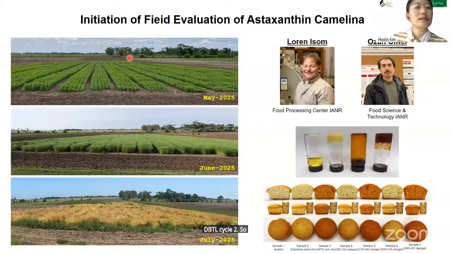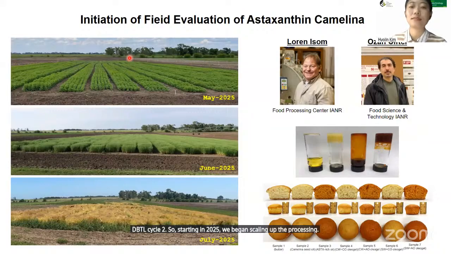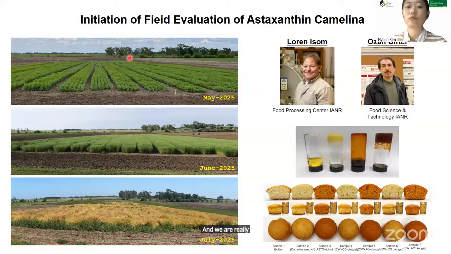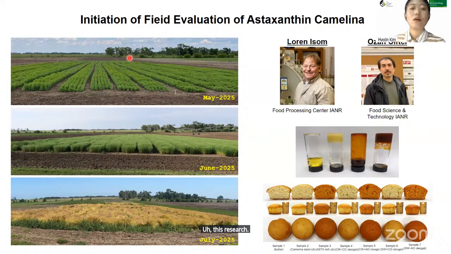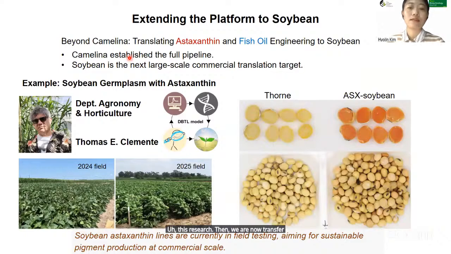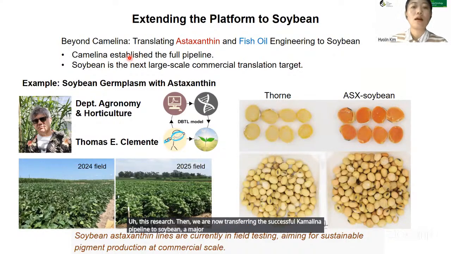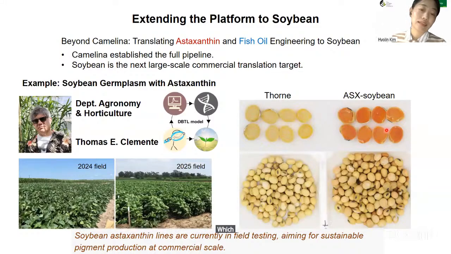So starting in 2025, we began scaling up the processing and testing the plants in the field to check their performance under actual agricultural conditions. And we are really looking forward to working together with our collaborators on the next steps of this research. Then we are now transferring the successful camelina pipeline to soybean, a major global crop. With the collaborator Tom Clemente at UNO, we generated the astaxanthin soybean line, which is currently in field testing.